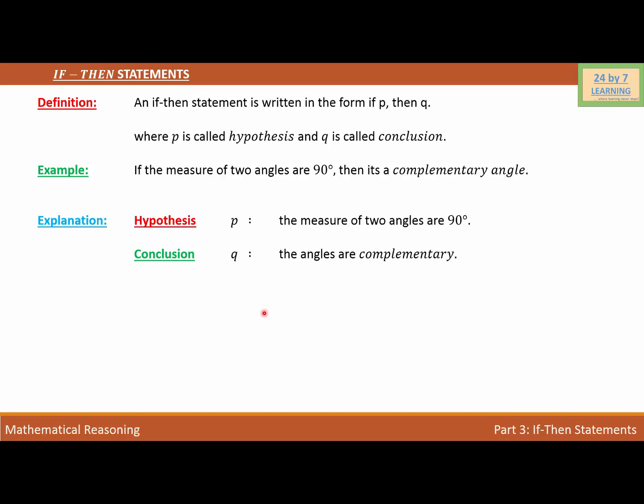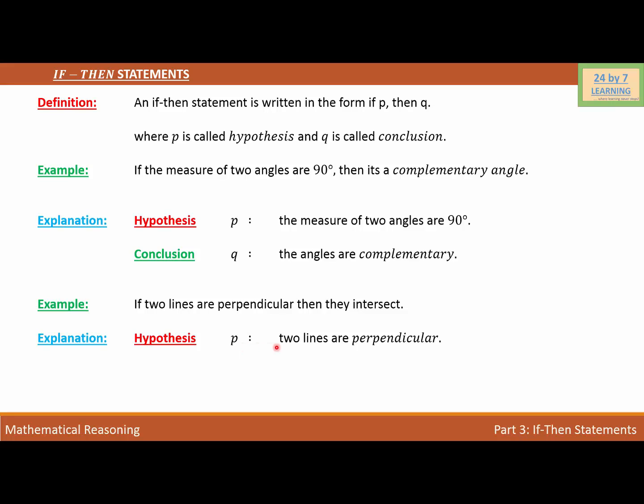Now let's consider another example. My next example is: if two lines are perpendicular, then they intersect. Let's write the hypothesis and the conclusion of this statement. The hypothesis is P, such that two lines are perpendicular. So we are writing the first part of the if-then statement, which is two lines are perpendicular. And the conclusion is the lines are intersecting. So if the two lines are perpendicular, then they intersect. The second part of the statement is the conclusion, which says that the lines are intersecting.